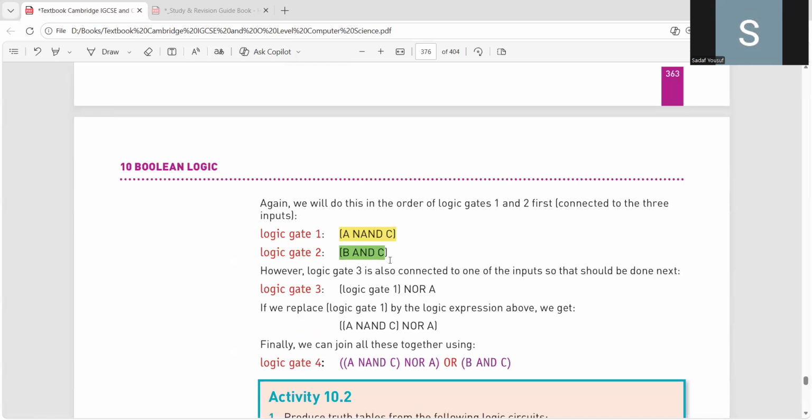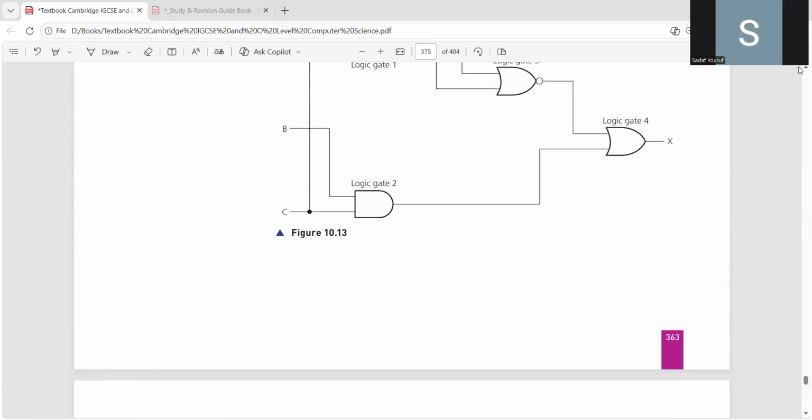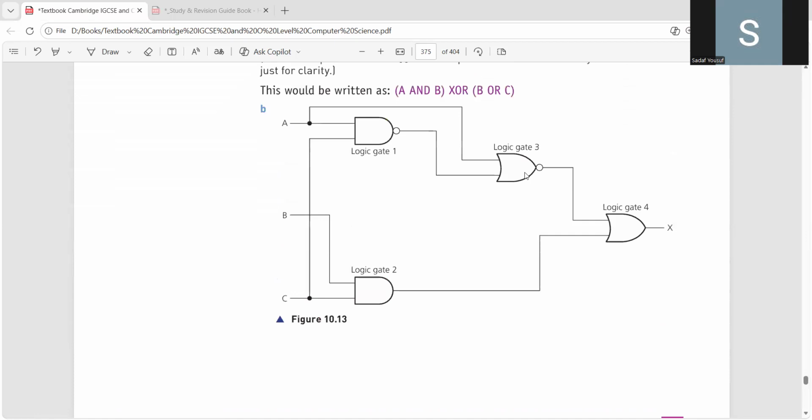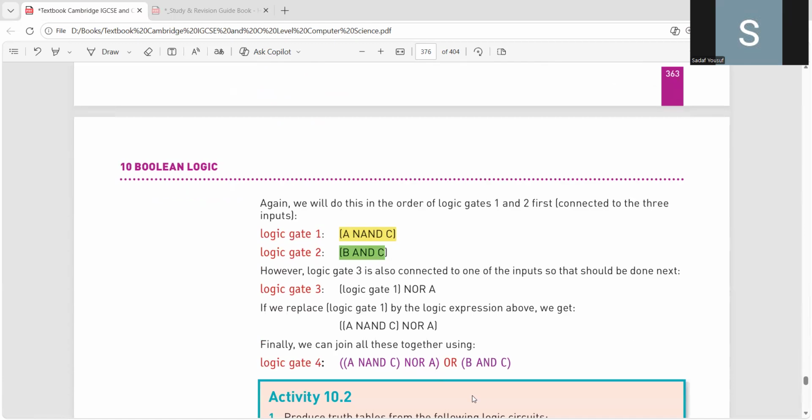I have placed it. But before I moved on to the last one, I need to know that the logic gate 3 is the NOR gate. This logic gate 3 is the NOR gate. This NOR gate is getting one input from here, second input from A. So just this is how you will represent, and then OR gate will be connected later. You can see logic gate 1, NOR A. And logic gate 1 is my A NAND C. That's why you can simply write it down and then NOR A.